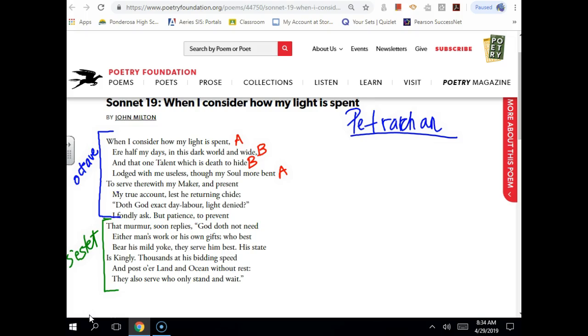Sophia, present. Does that rhyme with anything? Yes. Okay. Kiara, chide. Does that rhyme with anything? Chide. Oh, wait. Hide. Okay. B. Riley. Good. Haley. Good. So we have the ABBA. So far we're in Petrarchan.